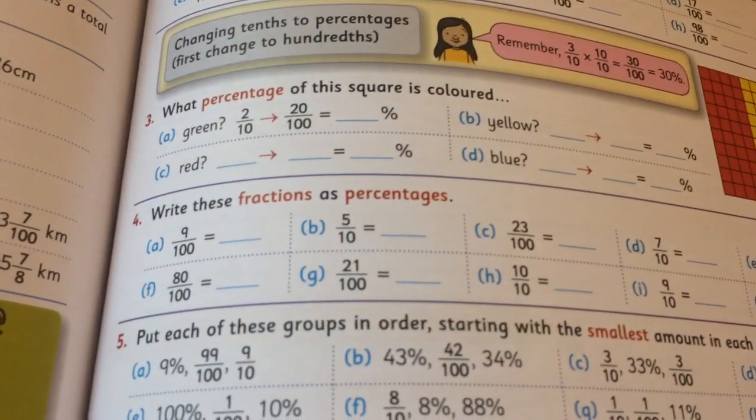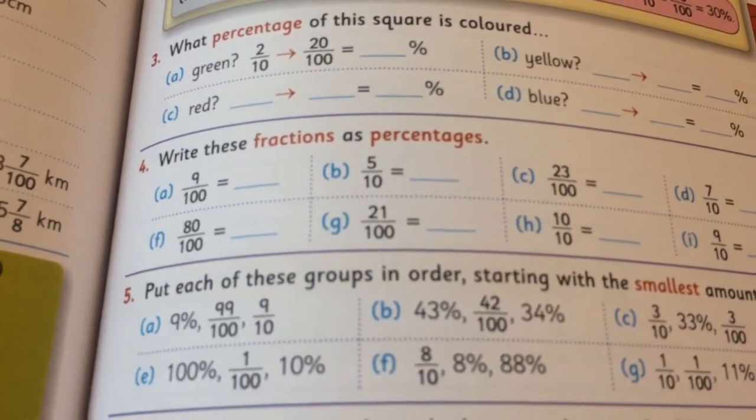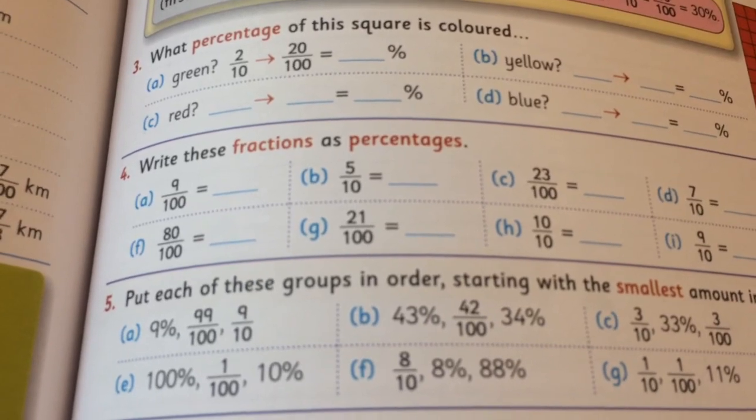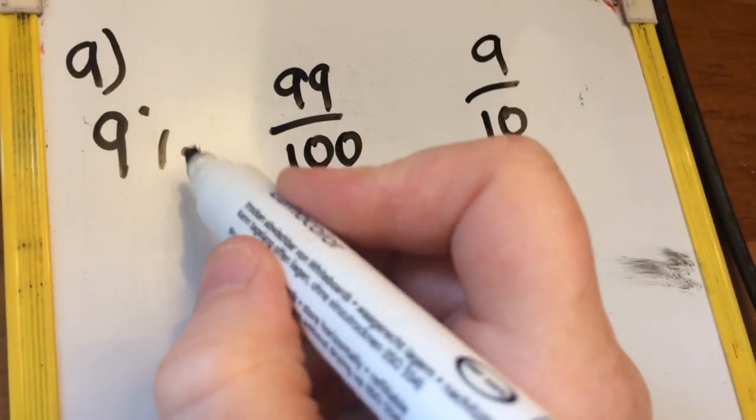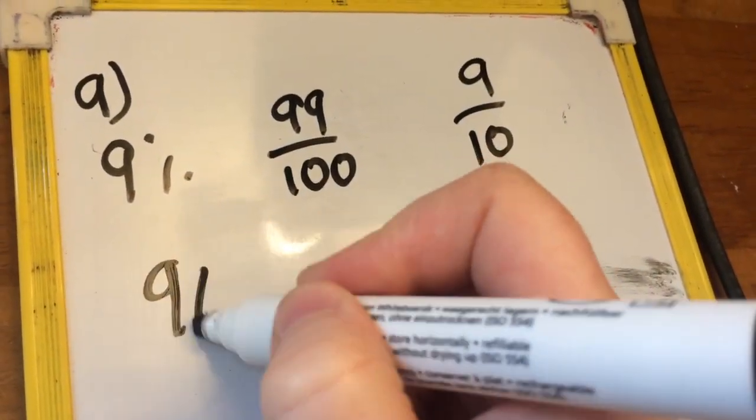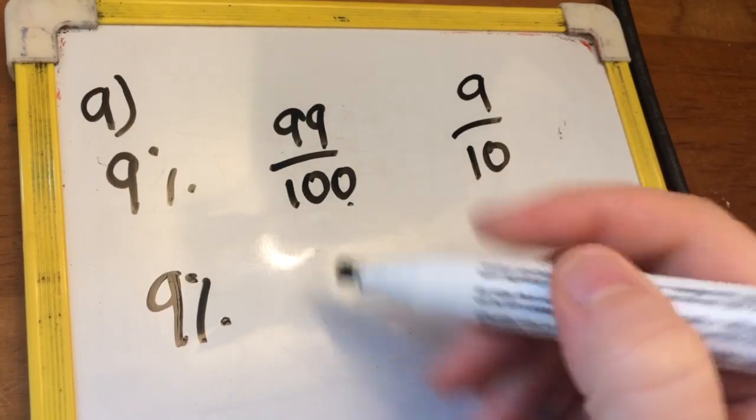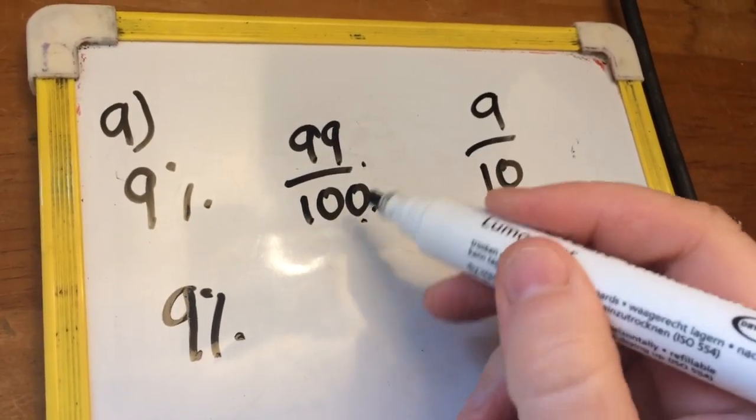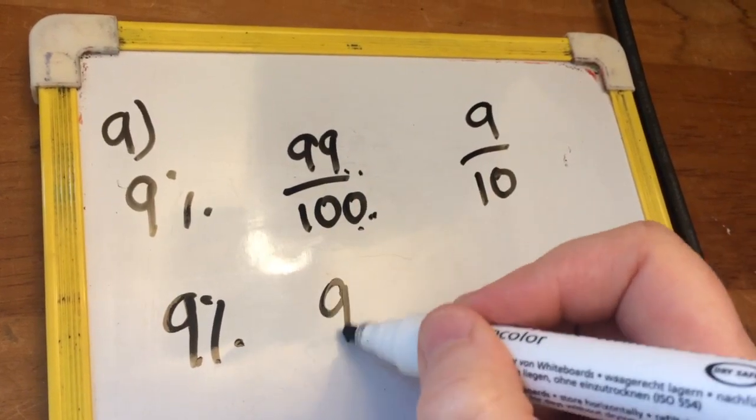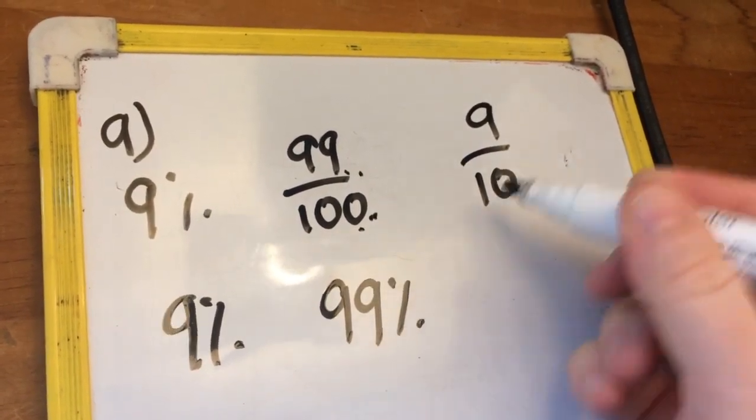In A, we have 9%, we have 99 over 100, and we have 9 tenths. Okay, so let's look at those. So this one is easy. We know what it is. It's 9%. How are we going to turn this into percentage? Well, we know it's percent, per 100. So we don't have to do anything to that except put a percentage sign behind it.